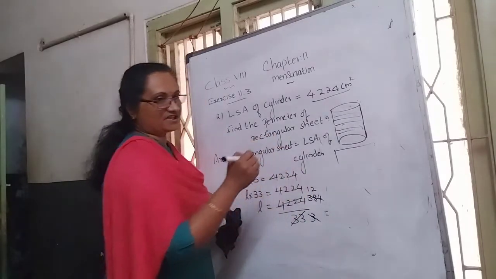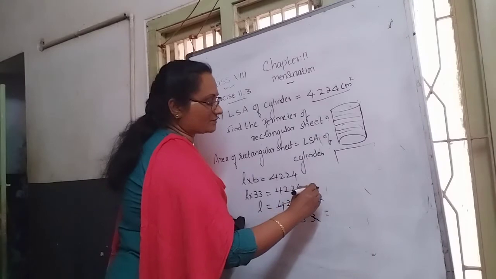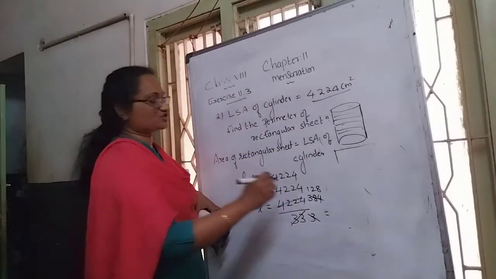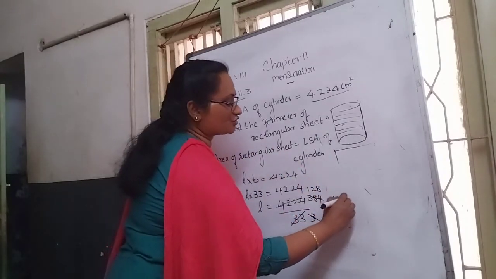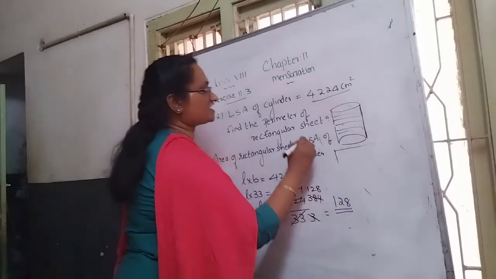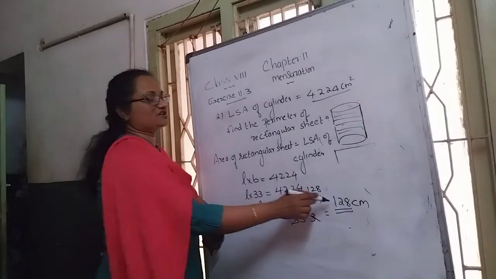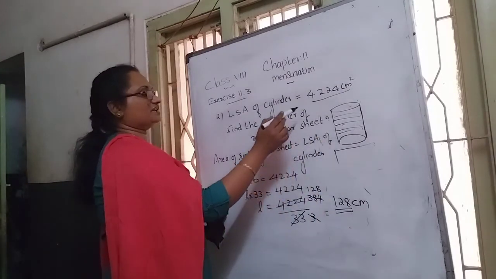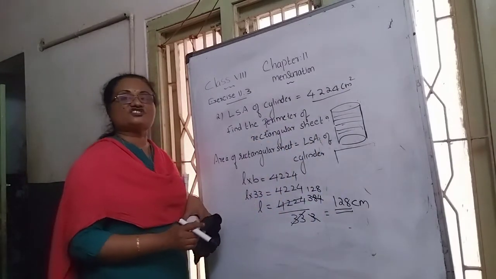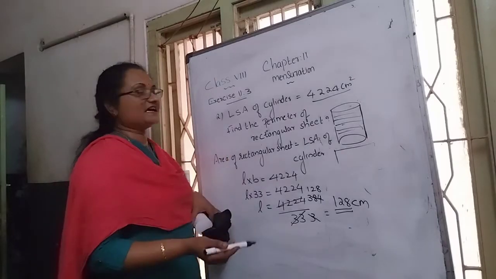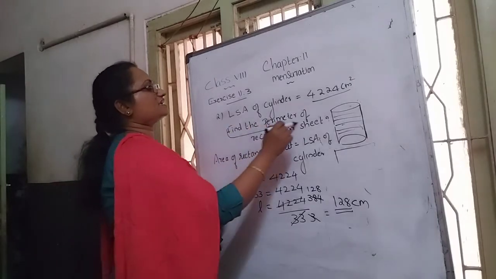Next place number, bring down 24. 3 table 24. How many times 8? So what is the length value? 128. The unit is centimeter. Length we get 128. Breadth is already given as 33. Using this length and breadth, what do they ask you to find out?